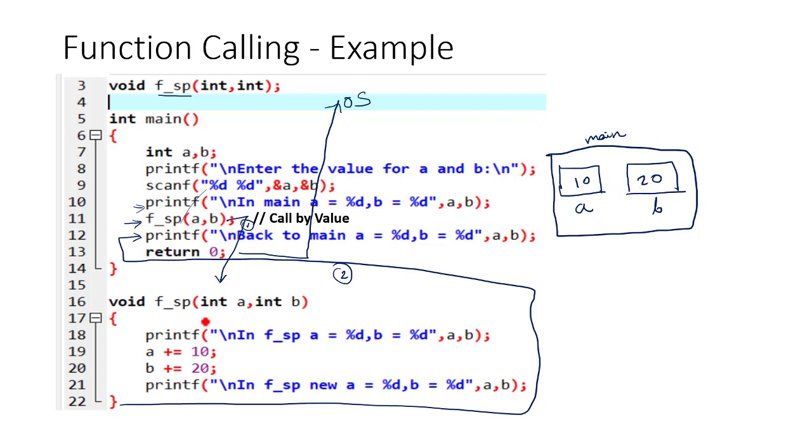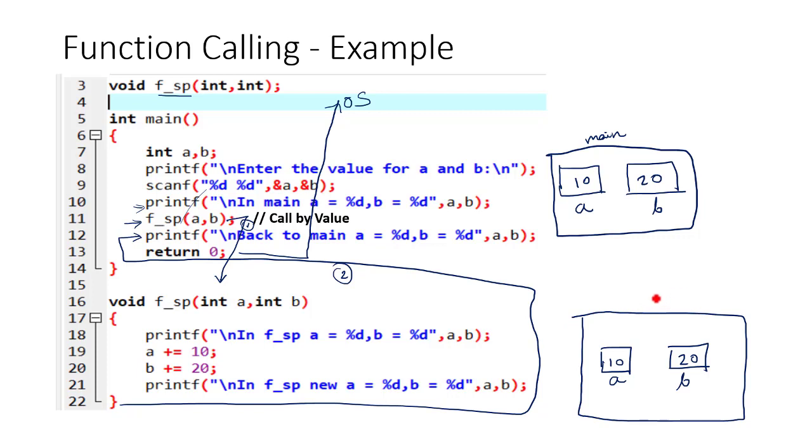So in the called function, there are two more memory units of integer type whose names are also a and b. When we are passing them, this 10 will be passed to a and this 20 will be passed to b. Remember, each has a different memory location from the one in main. As their addresses are different, they are not the same, and these two will only be available within the f_sp function.